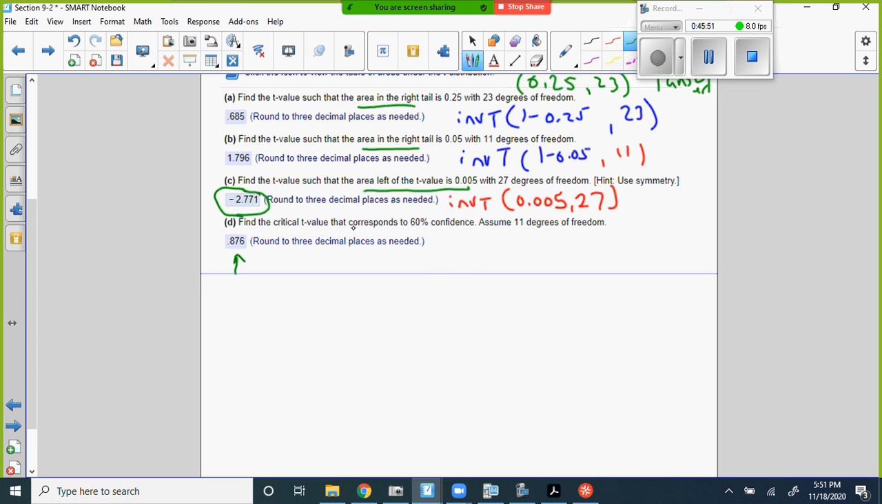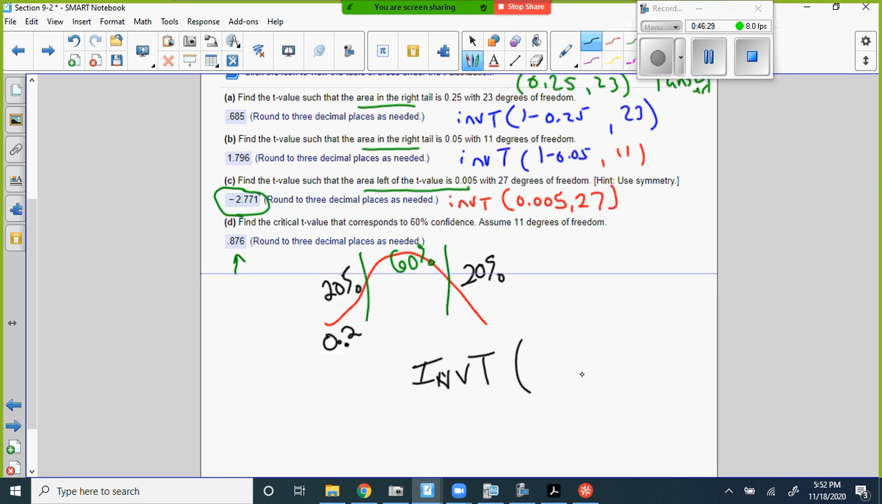It says find a critical t-value that corresponds to a 60% confidence, right? Assume 11 degrees of freedom. Now, what it's saying is, okay, 60% is here, which means that we've got 40%, which would be 20% and 20% on each side, left tail and the right tail, okay, which is, guess what? 0.2. So if we were to do this, the inverse norm, not inverse norm, T would be, well, find a critical.